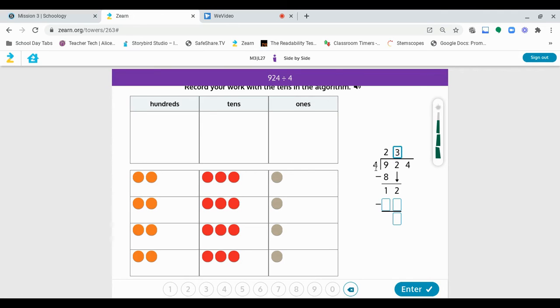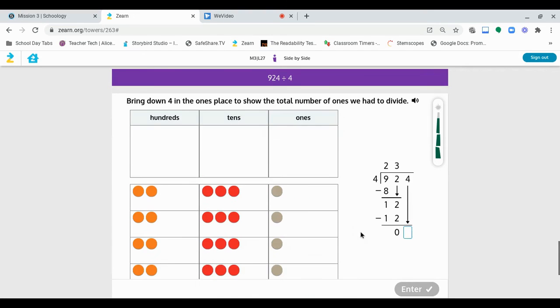Then my second step is multiply. I take 4 times what I just wrote up here. So 4 times 3 is 12. So I write the 12 there. And then I do 12 minus 12, because my next step is subtract, which is 0. So that tells me I had 0 left over. I had 0 left over when I distributed them to each of the 4 groups. Okay, you got it.